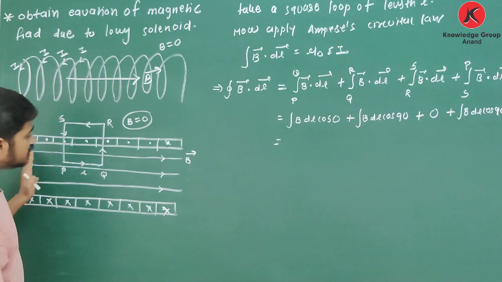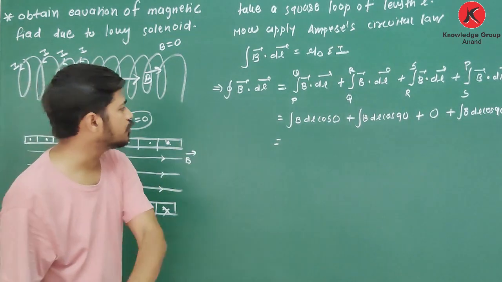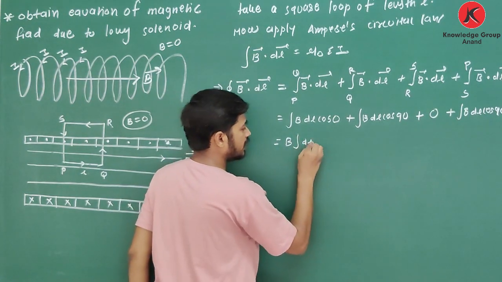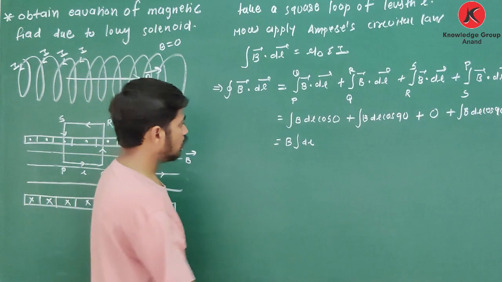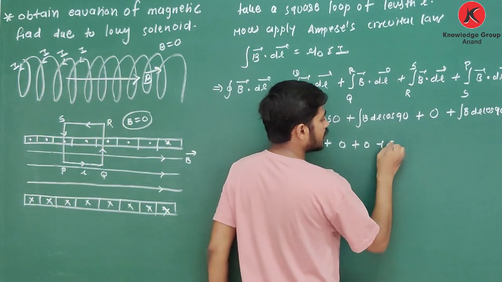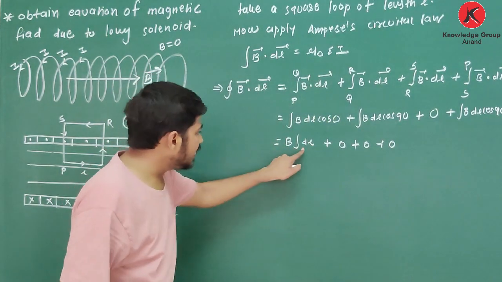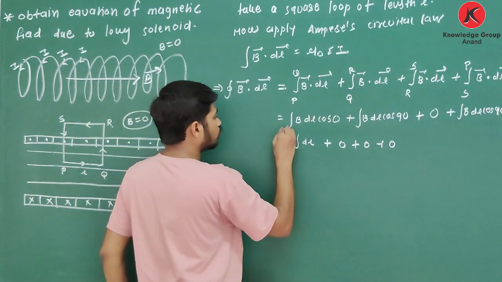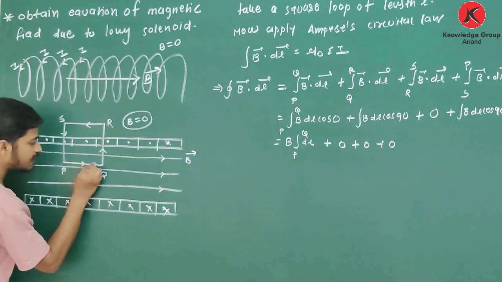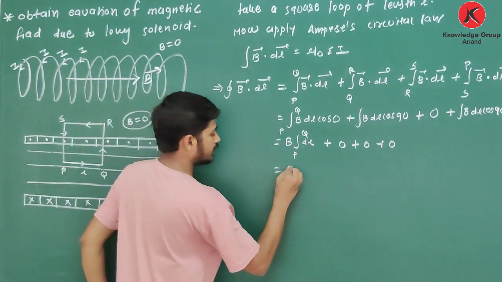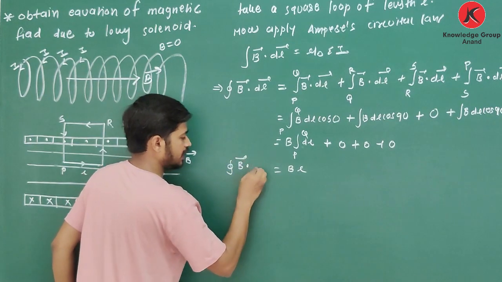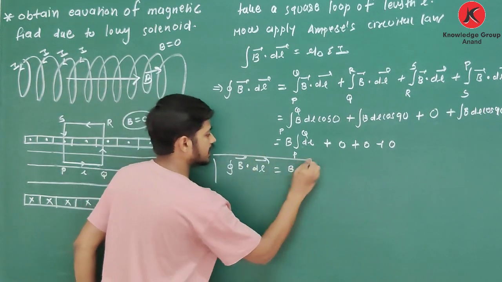So yes, I can write this as B. Inside the solenoid, at each and every point the magnetic field is uniform, so I can take this B outside. Cos 0 is 1, so it is only integration dl. Plus cos 90 is 0, plus 0, and here it is plus 0. Integration dl for PQ: what is the length of this element PQ? It is L. Then I can write it as B. So the answer of integration B dot dl is BL.